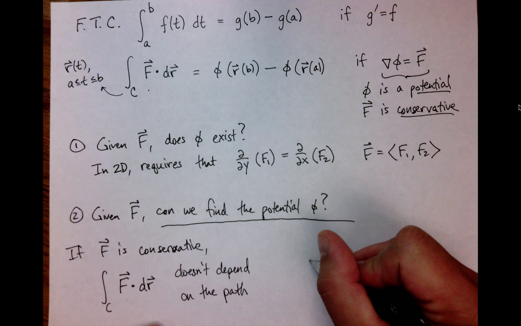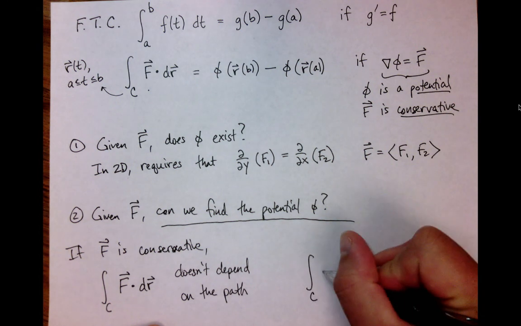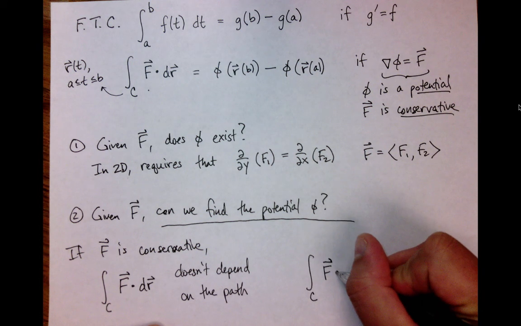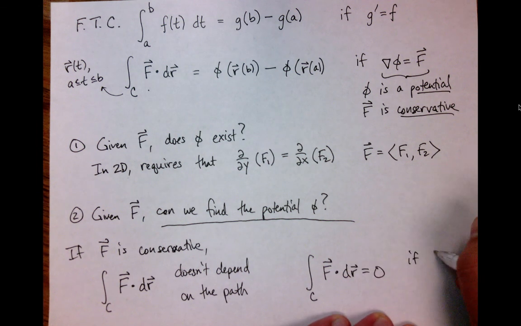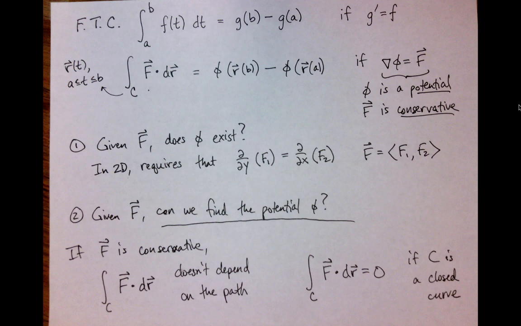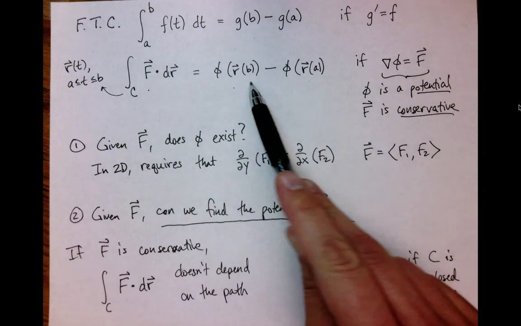And then the other fact is that the line integral is 0 if C is a closed curve. Right, and that stands to reason. If C is a closed curve, that just means that the end point is the same as the starting point, so these two terms are the same and they cancel out.